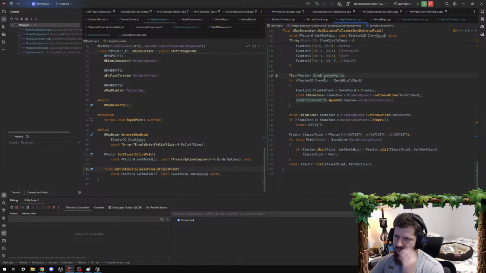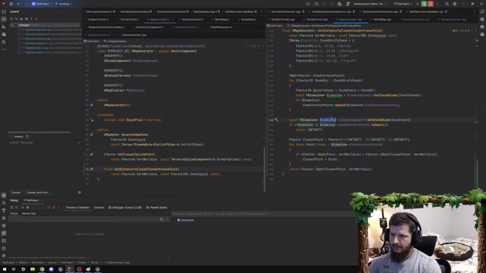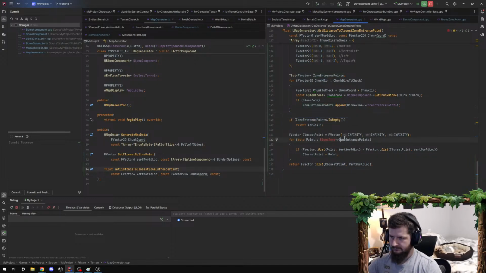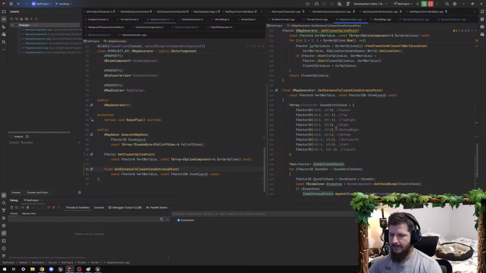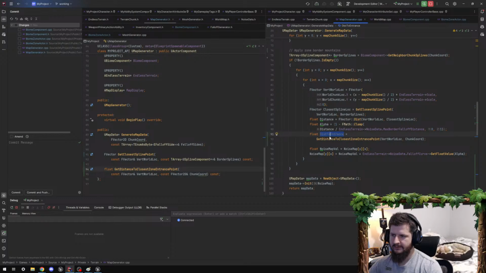She's still barking. Okay, so now I just iterate through and I'll say if zone entrance points is empty, we will return infinity. And then do that. Okay, so now we're all good there. So now that is getting me the distance to the closest entrance.